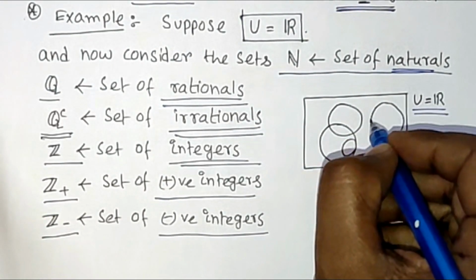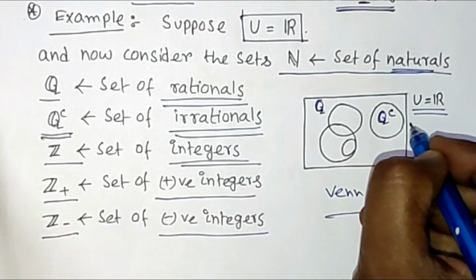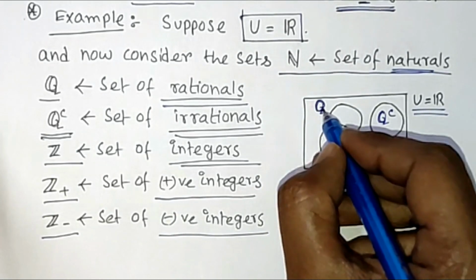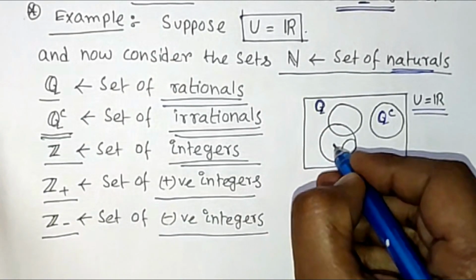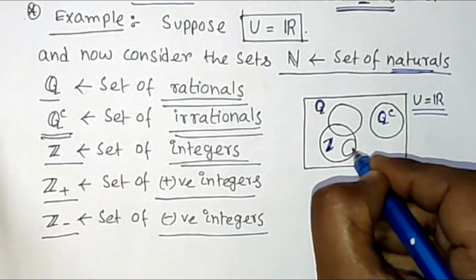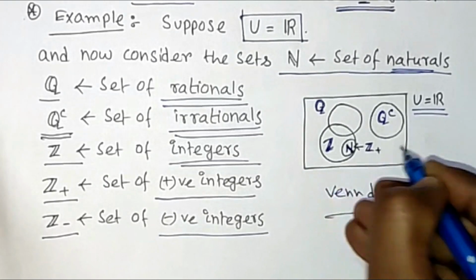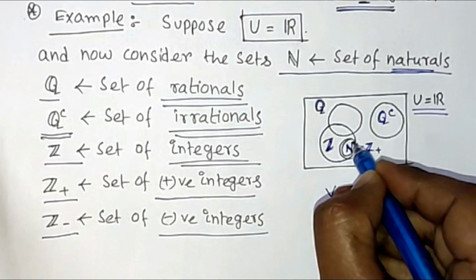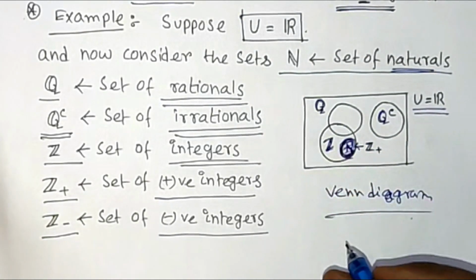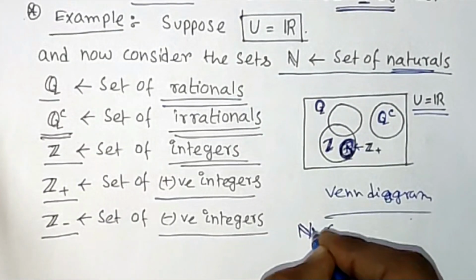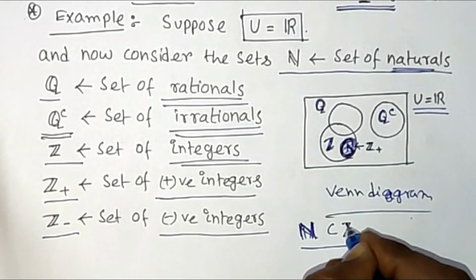Now look, suppose this is the set of rationals, then this is the set of irrationals. We know that there is no element common in the set of rationals and irrationals. Rationals and irrationals are different sets. So what will be this set? This set will be the set of all integers. What about this set? This is our natural numbers, or we can write also the set of all positive integers. So look, all the natural numbers or positive integers belong to the set Z. So the set of naturals N is a subset of Z.